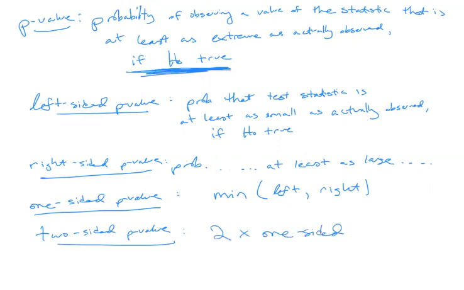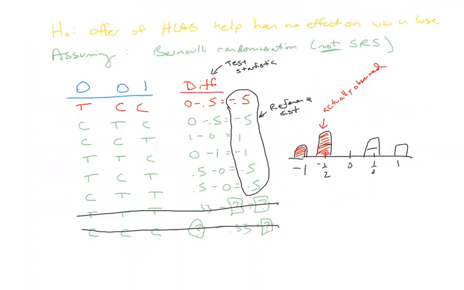So what we're going to do is go back and actually calculate these for the HLAB example with the Bernoulli assumption. Okay. So the one that I was already calculating is the left-sided p-value. Right, what's the probability we would observe a value at least as far to the left as we actually observed? Well, of the 6 possible ways the randomization could come out, 3 of them were at least as far to the left as -0.5, which is the difference in means they actually observed. So the left-sided p-value is 3/6, which is a half.